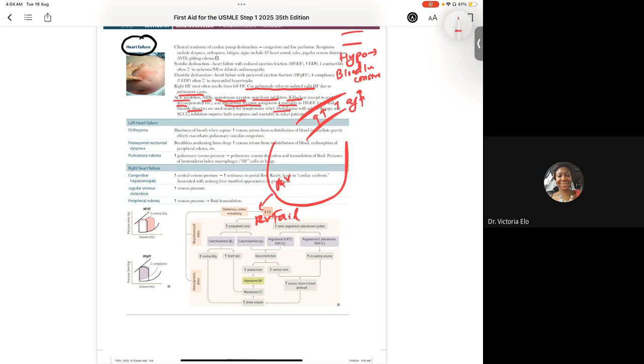Hydralazine is basically a vasodilator, right? We are going to discuss that. Okay, SGLT2 inhibitors improve both symptoms and mortality in selected patients. What is an SGLT2 inhibitor? What do you guys think? Flozin drugs, remember? Canagliflozin.